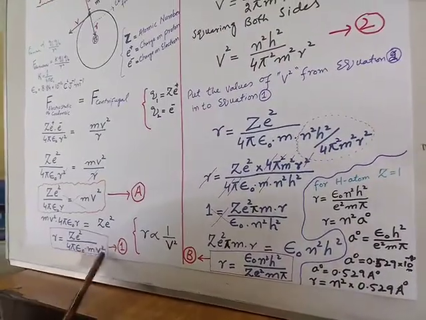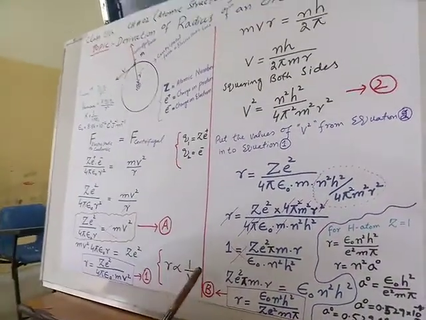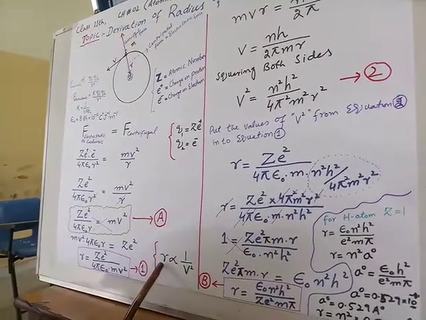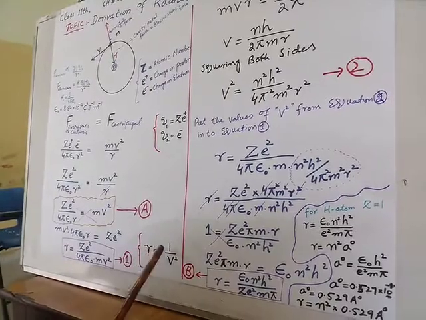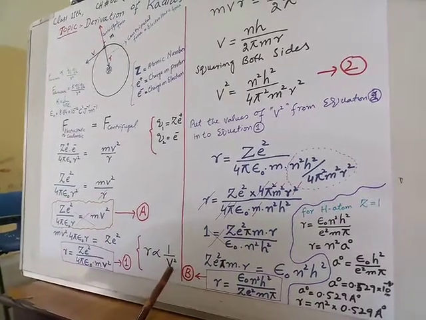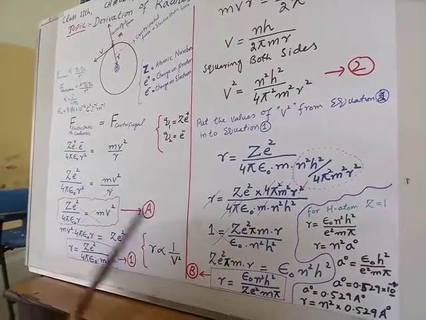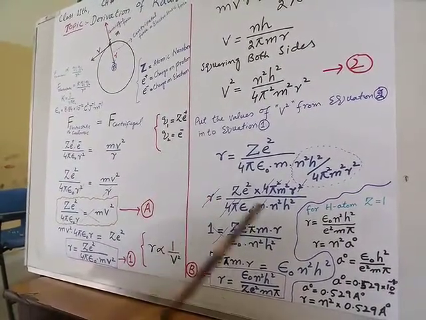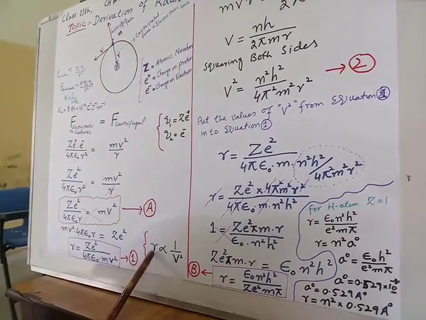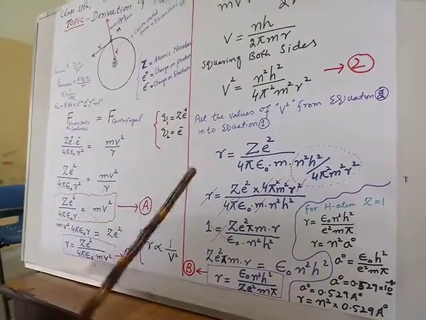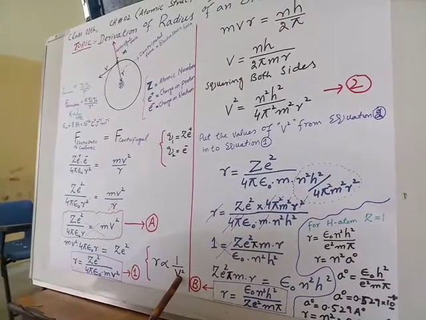The r and v square are inversely related to each other. So this means that the velocity of the electron decreases with the increase in the radius of an orbit. This means in the first shell, the electron revolves with a high speed, in the second shell with comparatively lower speed, and in the third shell its velocity is reduced further. So as we move to the higher orbits, the velocity of the electron will progressively decrease.